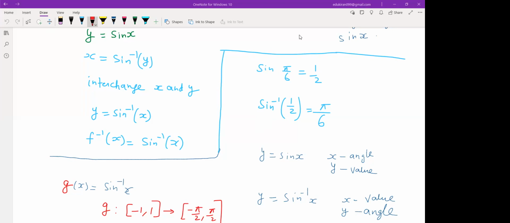If you have written this, I will give you a question, but before that, I will draw the graph of sine inverse x. Have you written it down, every one of you? Yes. Okay.